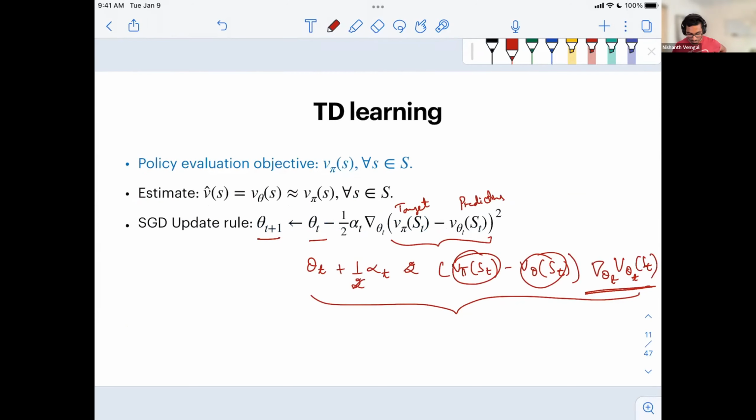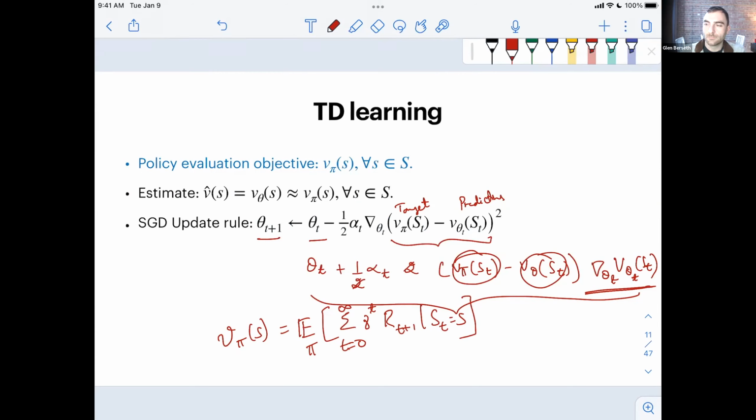Right. So v pi of s is the true value function of a state following policy pi. We can write v pi of s as the expectation under policy pi of the summation of rewards starting from that state. This is the definition of v pi of s. Essentially, this is the quantity that we want to get to, but we don't have access to it, because this is what we are estimating.